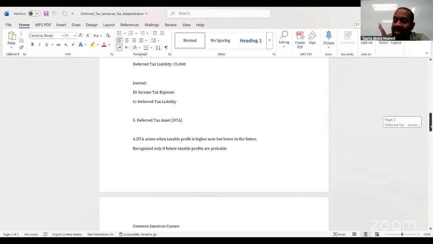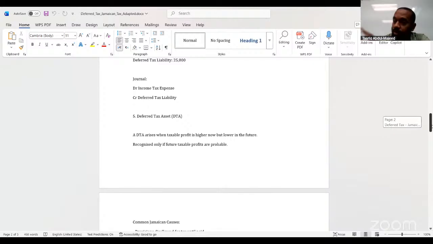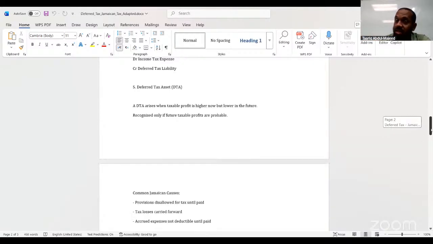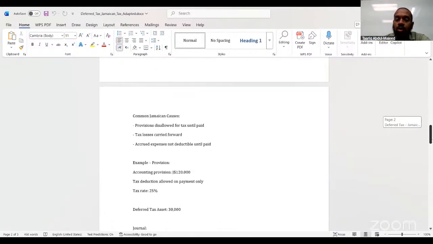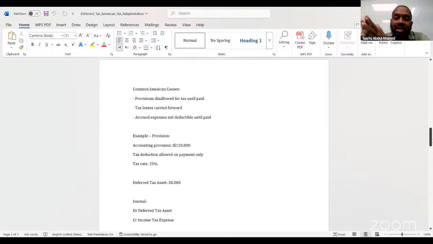So there's no need to account for it. The deferred tax asset should only be accounted for if you believe that you're going to have profit in the future, right? So common causes are provisions that are disallowed for tax until it is paid, tax losses that are carried forward, and accrued expenses that are not deductible until they're actually paid. An example, provision: you make a provision for 120,000, whether it be accrual provision, whatever you want to call it. But tax deduction is allowed only when it is paid.